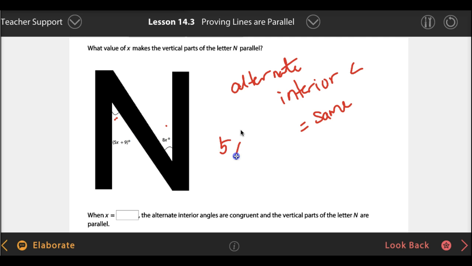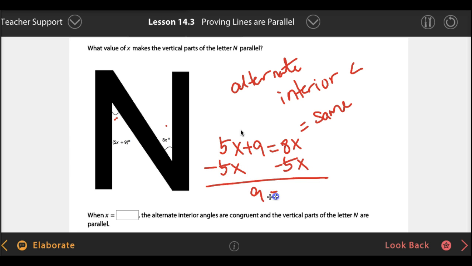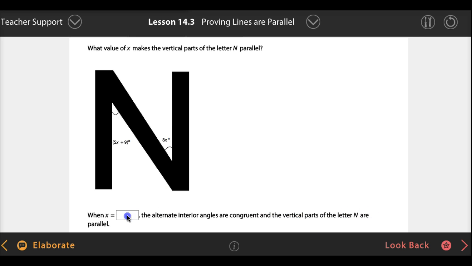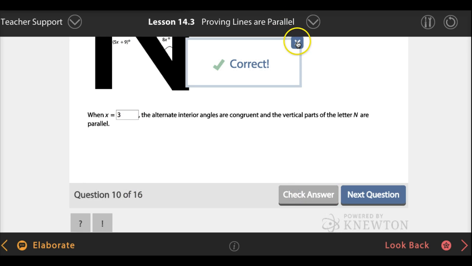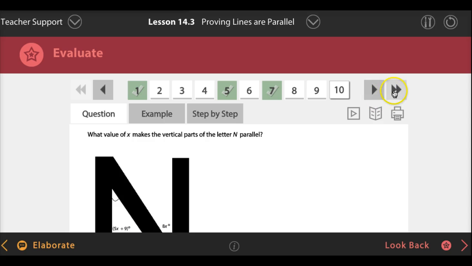So you have to set it up: 5x plus 9 equals 8x. You have variables on both sides, so you have to subtract the small guy. So 9 is equal to 8 minus 5, which is 3x. Divide both sides by 3, so x is 3. So when x is 3, the alternate interior angles are congruent and the vertical parts of the letter N are parallel, okay? And so let me just go ahead and plug in the answer. It's very easy this time, okay? This test is supposed to be super easy.